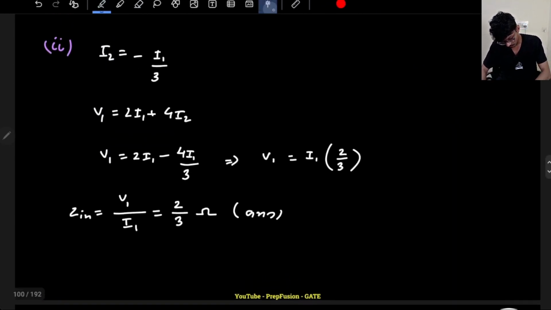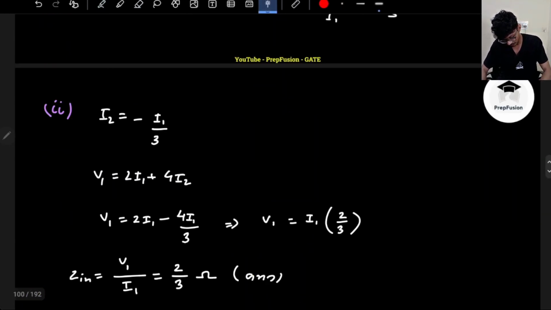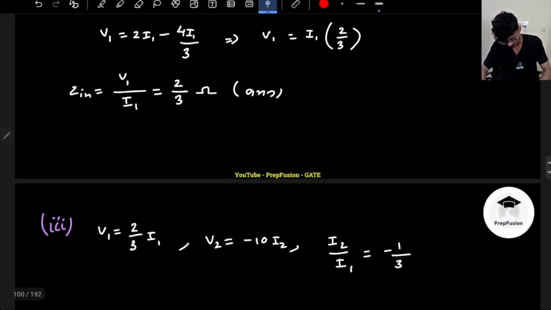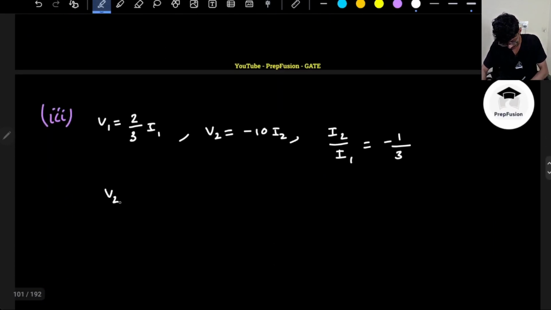So what do I have to find out? I have to find out V2 by V1. So V2 by V1 will be equal to minus 10 I2 divided by 2 by 3 I1.